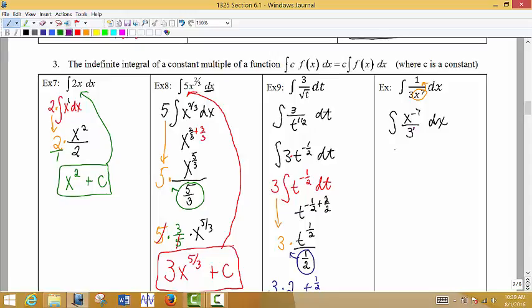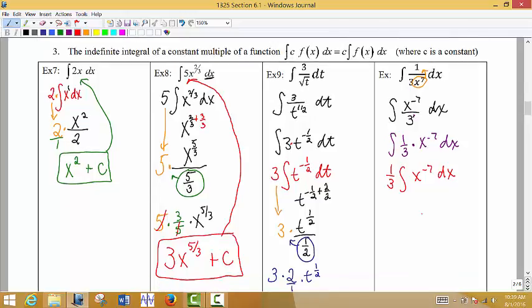But this is a constant multiple, actually, of 1/3. I can write this as 1/3 times x to the negative 7th. So the constant multiple that I'm going to bring out, that I'm going to multiply out front of the integration, is going to be 1/3. A little bit harder to see, maybe, because we're not used to thinking about fractions like that. But factoring that out, rewriting it, and then pulling it outside of the integration symbol helps with the integration, makes it a lot simpler.